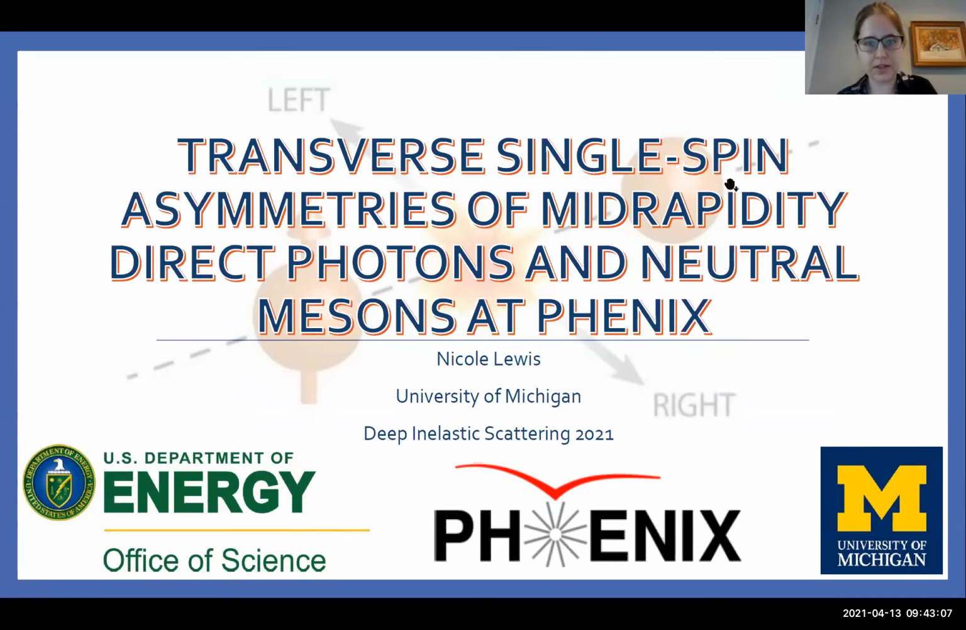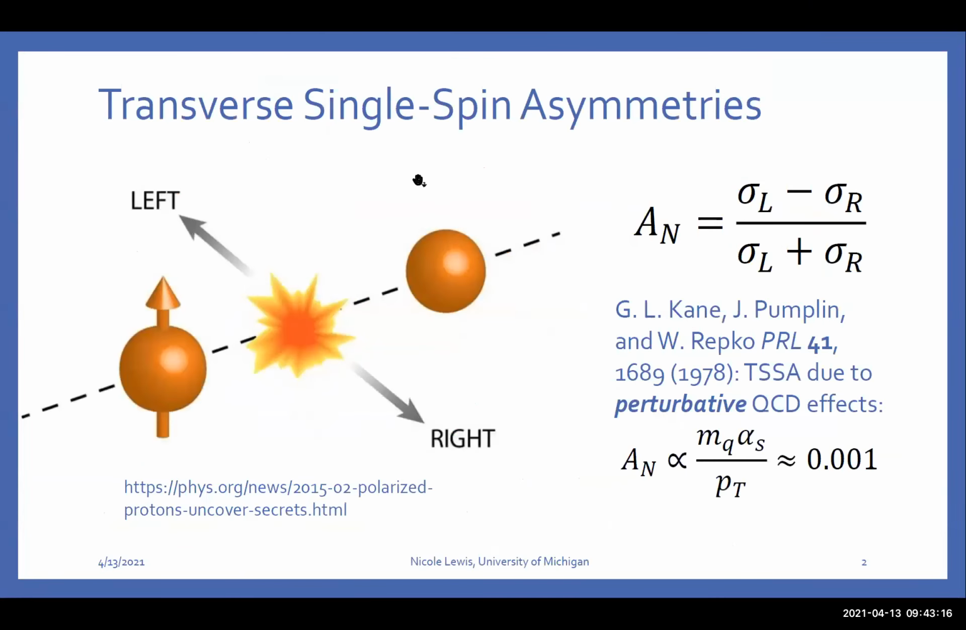I'm going to be giving a talk on new transverse single spin asymmetry measurements of mid-rapidity direct photons and neutral mesons at PHENIX. So we already had an introduction to this, so I'll go through it pretty quickly. But in this context, we're talking about an asymmetry measurement between one transversely polarized proton and one unpolarized proton, and then measuring the asymmetry of particles that travel to the left versus the right.